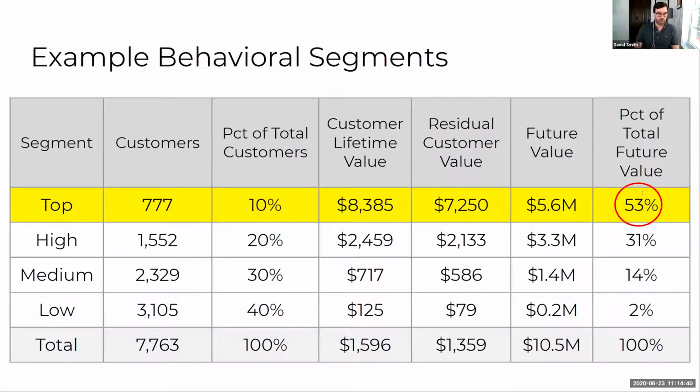And then if we go down to this next row, we can see that 84% of the future value is accounted for by 30% of the customers. So again, there's a relatively small number of customers that account for most of the value in the company.